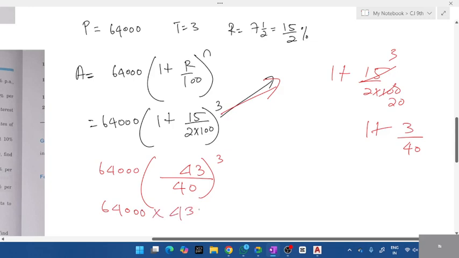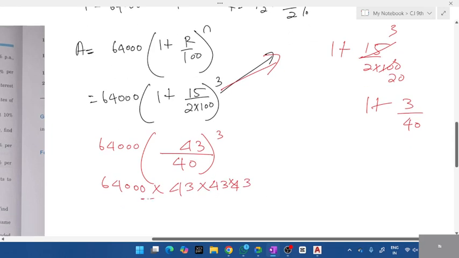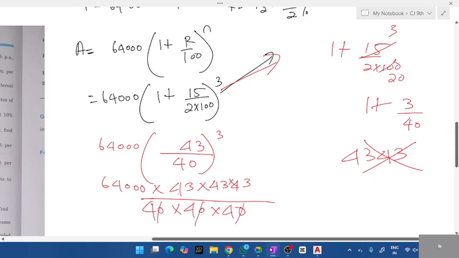This 43 by 40, how do we get it? 64,000 into 43 by 40, how many times? 3 times. You have to multiply. Don't write it like this, 43, 43. Multiply 43 by 40 thrice. So zeros will get cancelled here, 3 zeros. How much is 4 into 4 into 4, students? How much is 4 cube? 4 cube is 64. So this entire thing will get cancelled. 64 and 64 are cancelled, these are the values left. Multiply 43 three times. That will give you the answer.